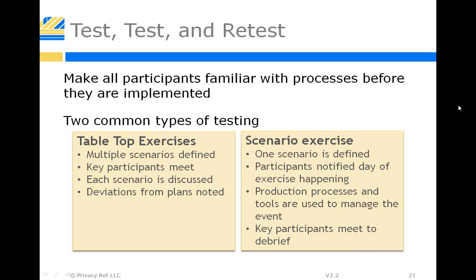The event progresses. Production processes and tools are used to manage the event, albeit signaling that this is a test. And you watch how the event unfolds, again, looking at the various plans that are involved, watching to make sure the communication is done properly. At the end of the day, the key participants get together to debrief.